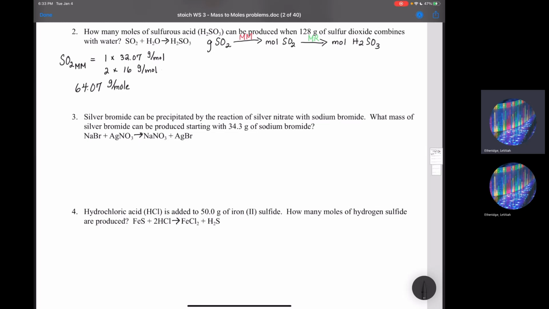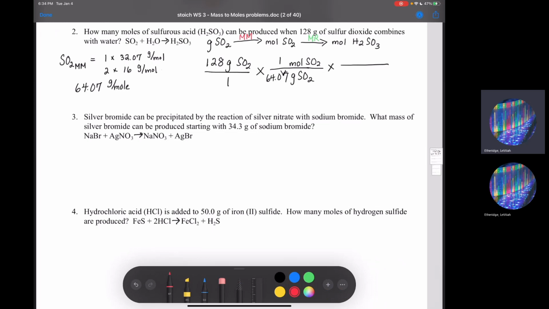So I am starting with 128 grams of sulfur dioxide. Put it over 1. I have grams in the numerator. That means I need grams in the denominator, which means I'm going to have moles on top. That is the other unit for molar mass. I just calculated that number. 1 mole of sulfur dioxide is 64.07 grams. And then you are going to look at your next conversion factor. So please make sure that your units cancel the way that they're supposed to. Gram goes away, gram goes away.